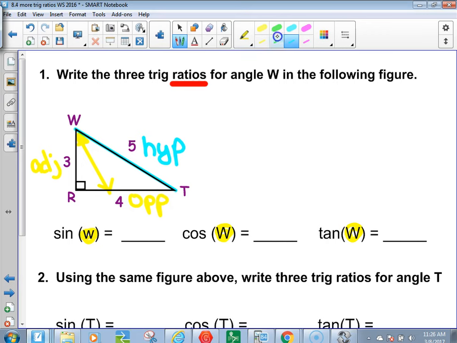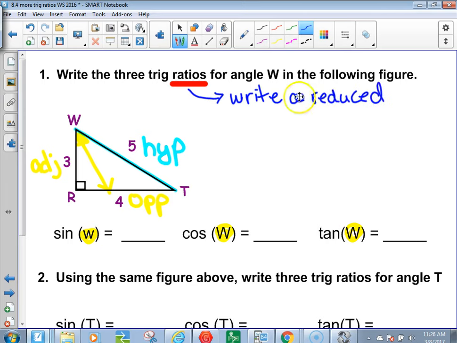Okay, now, coming from W, writing these ratios, all it's asking you is when it says to write the 3 trig ratios, you're going to write a fraction, a reduced fraction. If it can be reduced, you need to do it. Okay, remember a ratio is a comparison of 2 numbers. So what would the sine of W be for this triangle? 4 over 5, yes, Kate, 4 over 5 would be correct because that would be opposite over hypotenuse.